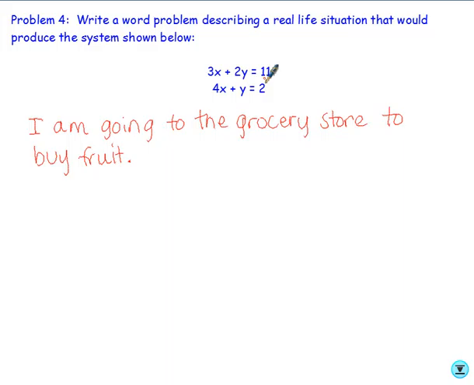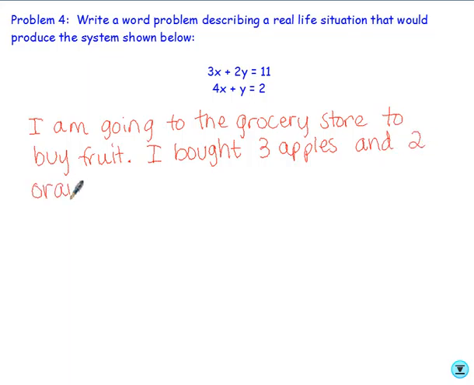I'm going to say that I bought 3 apples and 2 oranges. So X is apples, Y is oranges. Now 11 is going to be the cost. I bought 3 apples and 2 oranges for $11. Yep, those are some expensive pieces of fruit.